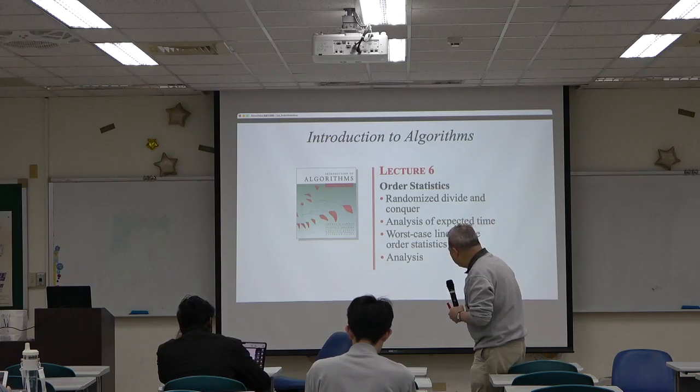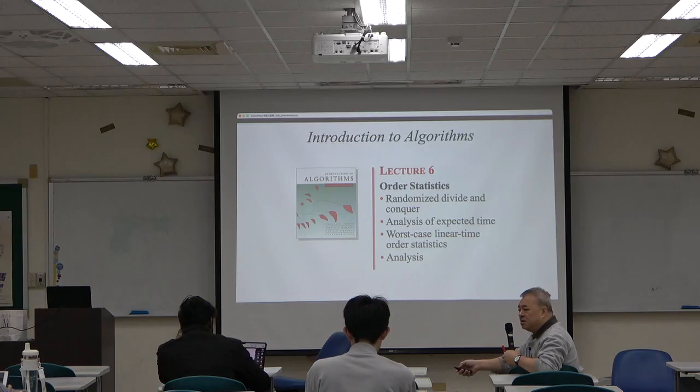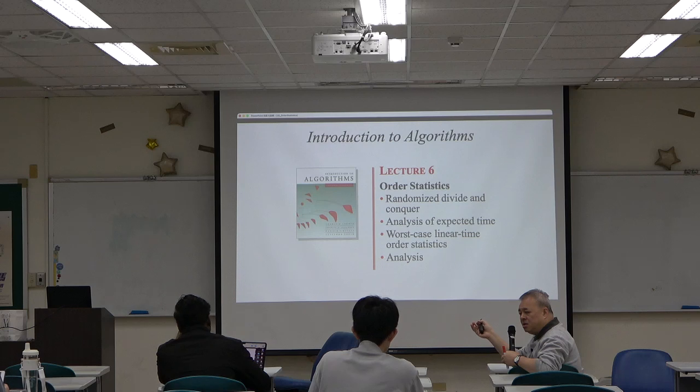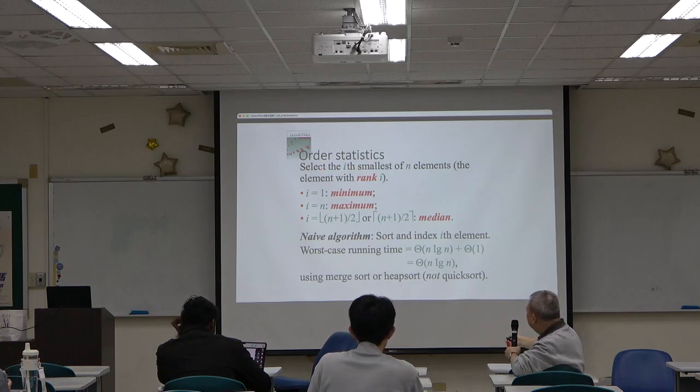What is order statistics? Order statistics means that, given a list of unsorted numbers, you want to find the rank i number from these numbers. What is rank i? Rank i means the i-th largest number in this unsorted list, or the i-th smallest.